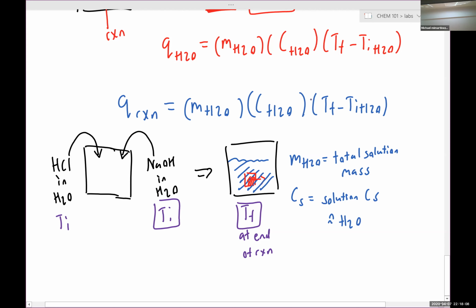Does that make sense so far? You're going to mix the solutions together, record their initial temperature and the mass of each solution added. The total mass of each of your solutions is the mass that you're going to plug into this heat equation. The specific heat is the solution specific heat, which is almost identical to that of water. The T initial is the initial temperature before reaction, and the T final is the temperature at the end of the reaction. Does that make sense so far?